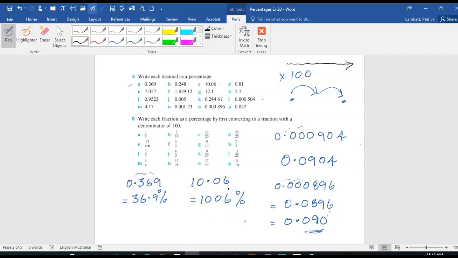Coming across for part D, well, I've written that as 904, but that should be 504 here. That should be 504. It doesn't want to do that. Okay, but that becomes 0.09, 0.0504.